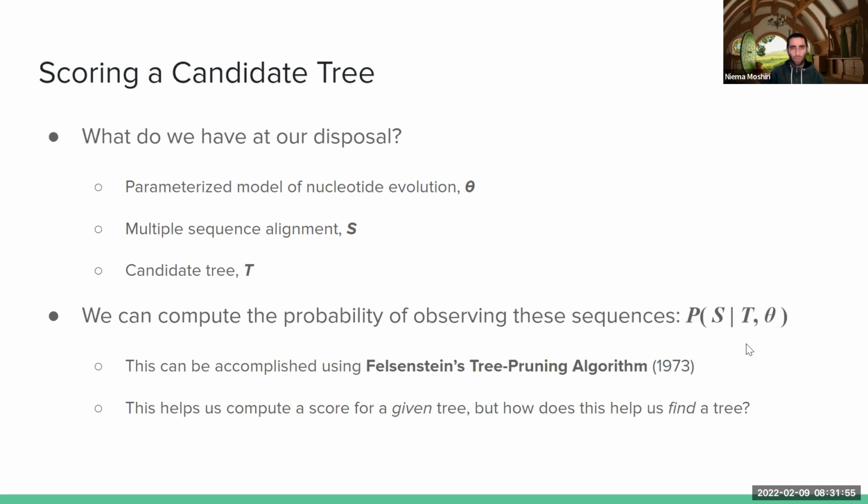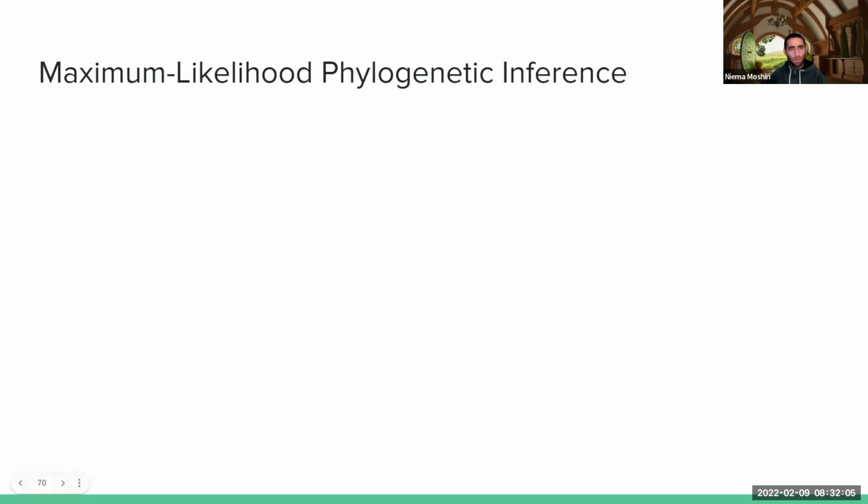But how does this help me find a tree? Remember, I don't have a tree in the first place. I just have the sequences. How does this help me construct a tree from those sequences? And for that I want to introduce a technique called maximum likelihood phylogenetic inference. This sounds scary, but let's break it down. Phylogenetic inference, that's what we're talking about. We're inferring a phylogeny, we're inferring an evolutionary history. And maximum likelihood means I want to maximize some likelihood score.